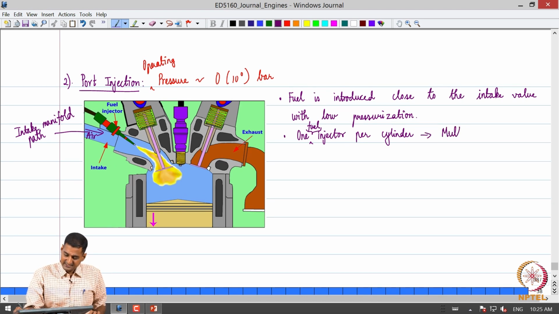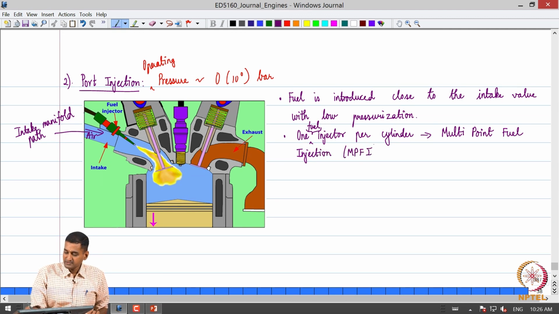So this system is what is called a multi-point fuel injection system, okay. That is what is abbreviated as MPFI. So if you encounter what is called an MPFI engine, that is what they use. If you have a 4-cylinder engine, you have 4 such injectors which inject fuel just upstream of the intake valve in a multi-cylinder engine. So that is what is called an MPFI injection system, okay.